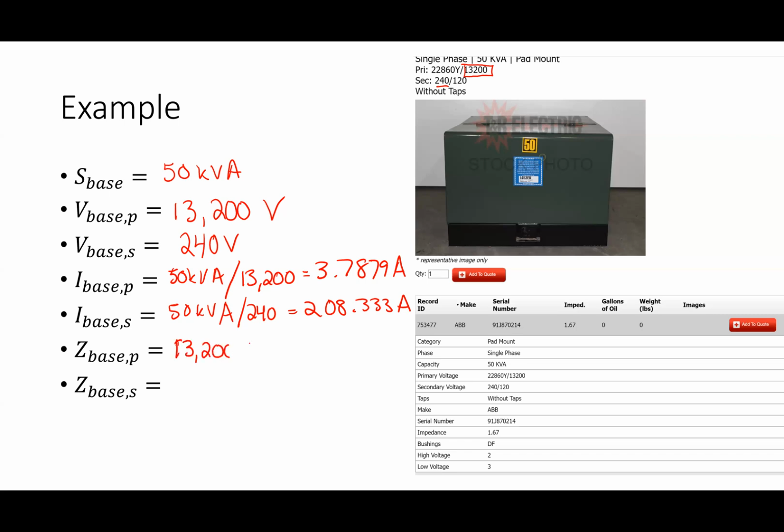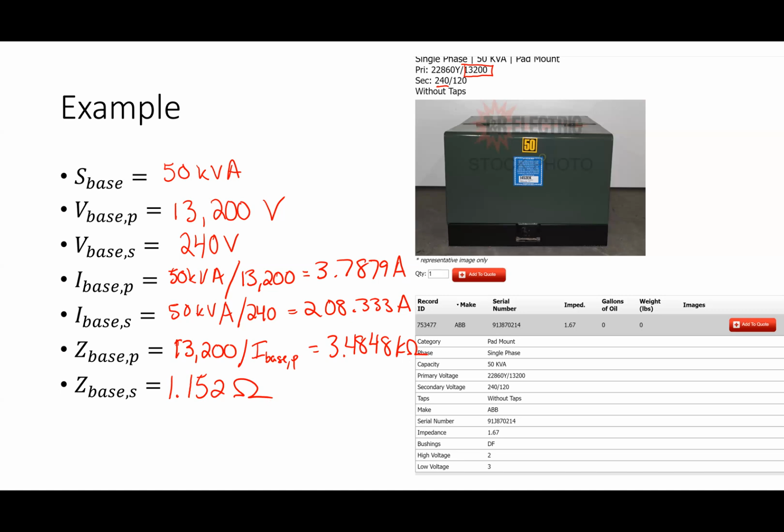13,200 divided by whatever my I base is. So that's that 3.78 amps. Yeah, that's going to be 3.4848 kΩ. And the secondary, it's going to be 1.152 ohms. Okay, that'd be 240 divided by the 208.